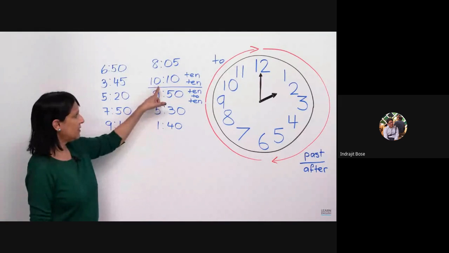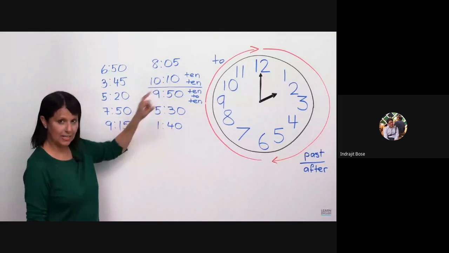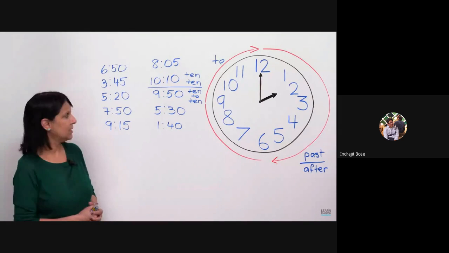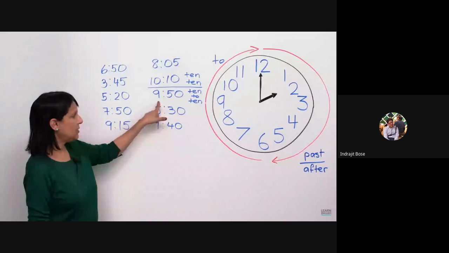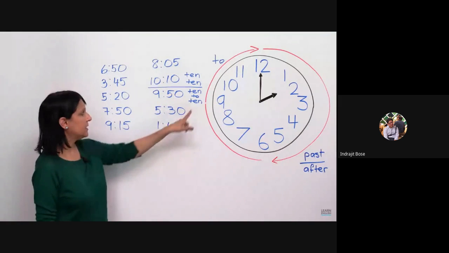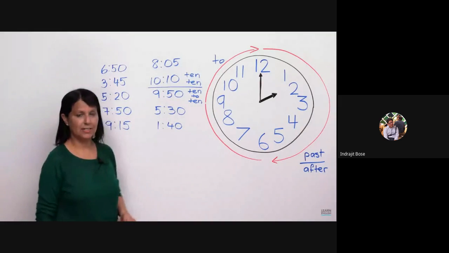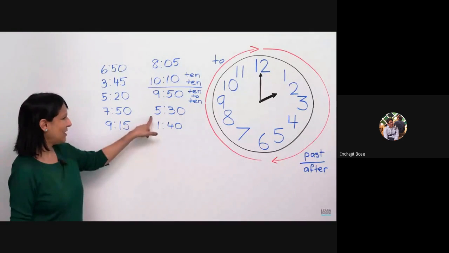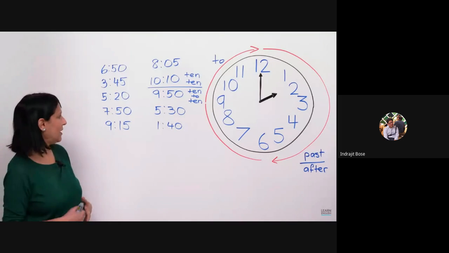Now here, this is 10:10, which means 10 minutes past 10 o'clock. But this one, we would say either 9:50 or 10 to 10. 10 to 10. Okay? Good. This one, 5:30, right? Or what's the other way to say that?